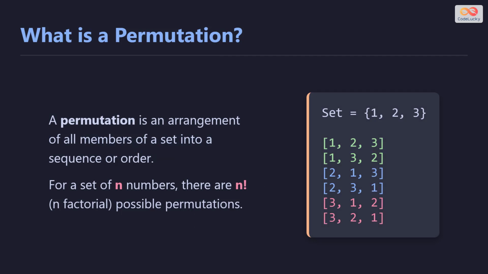First, let's define our terms. A permutation is simply a specific arrangement of all members of a set into a sequence. For any set of n numbers, there are n factorial possible ways to arrange them. For example, if we have the numbers 1, 2, and 3, we can arrange them in 6 different ways as shown here.